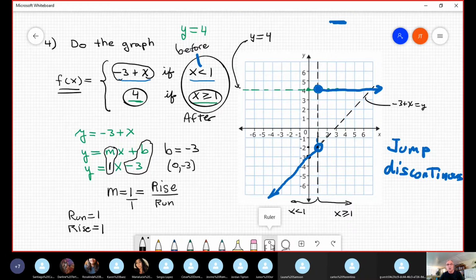Okay, specific in 1. What happened at x equal 1? I go back to the piecewise function. I see that 1 is equal here. Therefore, the circle closed belongs to the 4. And the circle open belongs to the line. Done. Final answer. Any question? Come on, I want to hear a question. Or everything is okay?